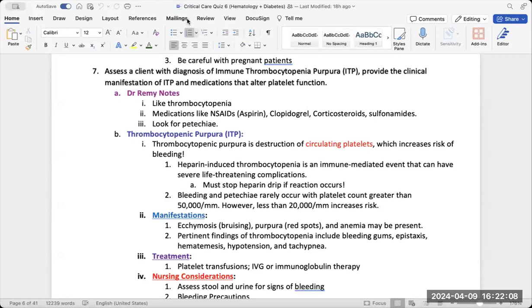And for medications, as we said already, no NSAIDs, no clopidogrel, no aspirin, no corticosteroids, and no sulfonamides. So anything that starts with sulfa would be a drug that can also alter platelet function and cause bleeding, so we don't want that. Is there anything else anybody wants to add to this question?